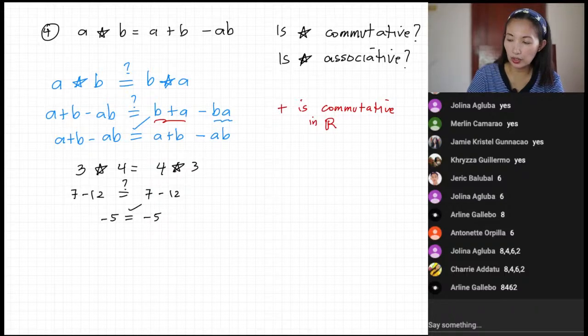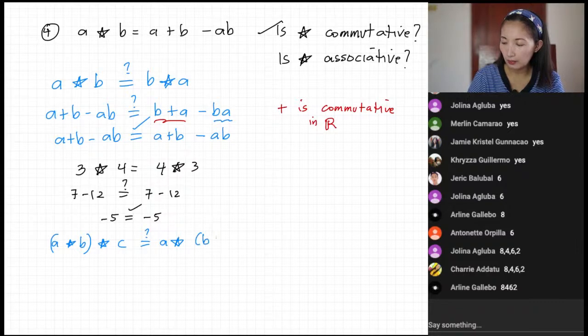How do we check on associativity? We're done with commutativity. Correct. Associativity, let's see. Is A star B, star C equal to A star, B star C? Are they the same? Let's see. Let's operate on A star B first. By definition, it's A plus B minus AB. Star C.